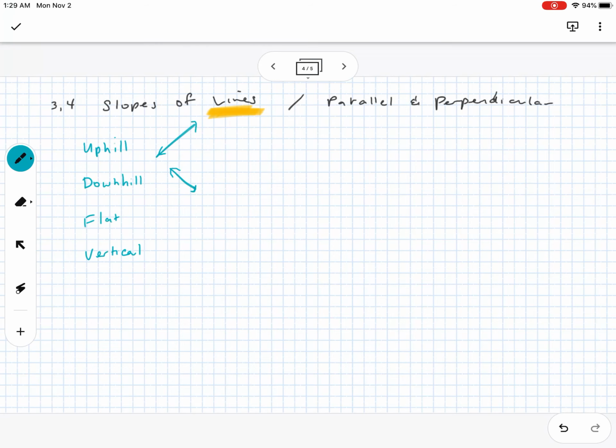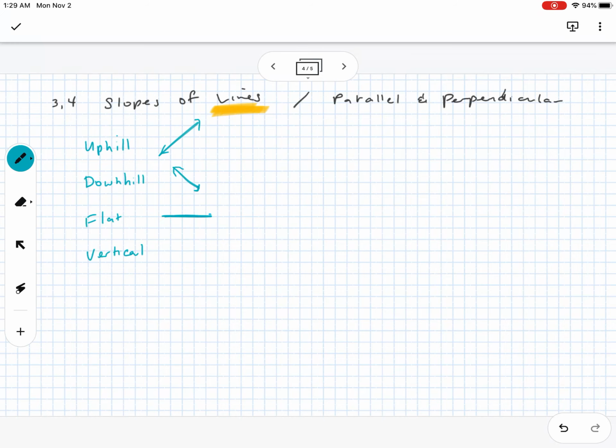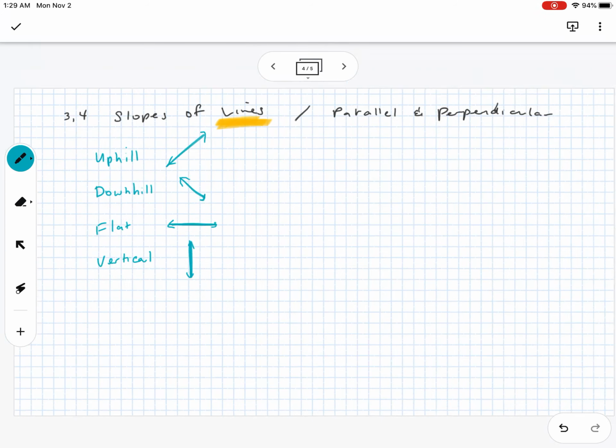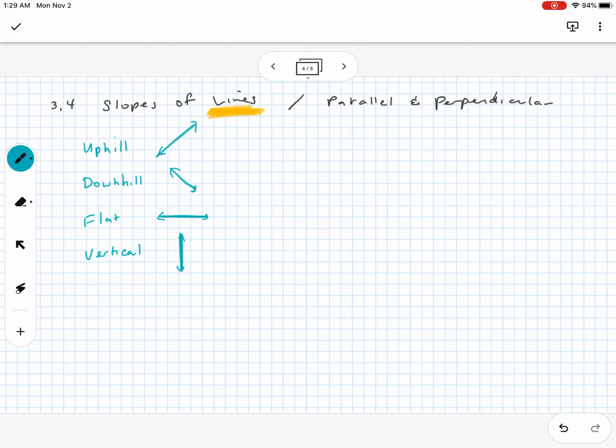Okay, and an uphill line looks something like this. A downhill line looks something like that. A flat line looks completely flat like that, and then a vertical line goes up and down. And so these all have a certain type of slope. When we say slope, we're talking about steepness, right? How steep a line is.